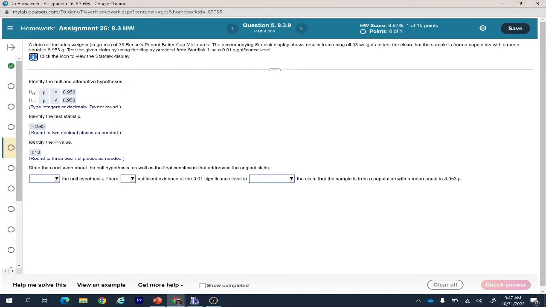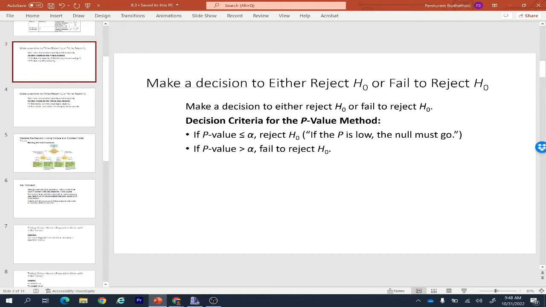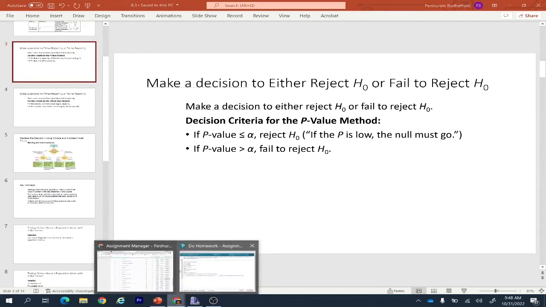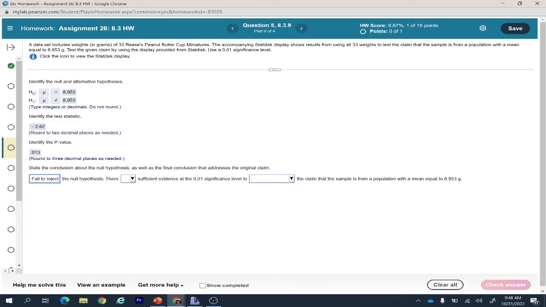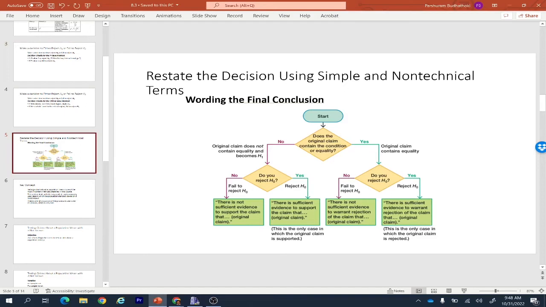So look here. Is the p-value greater than the significance level alpha? Yes, it's greater. So we go back here to make the conclusion. If the p-value is greater than alpha, fail to reject the null hypothesis. To make the conclusion, does the original claim contain the condition of equality? Yes, it's equal. Do you reject H0? No, fail to reject. This is the conclusion.